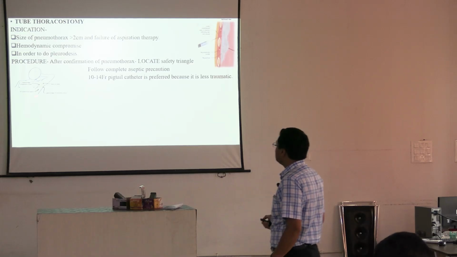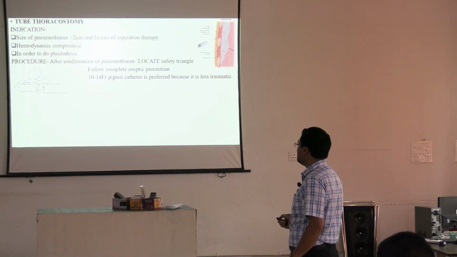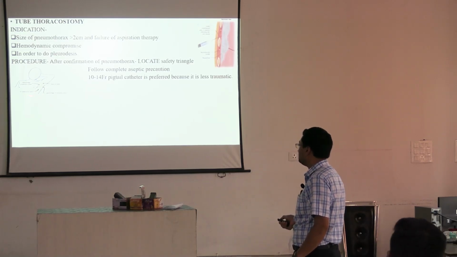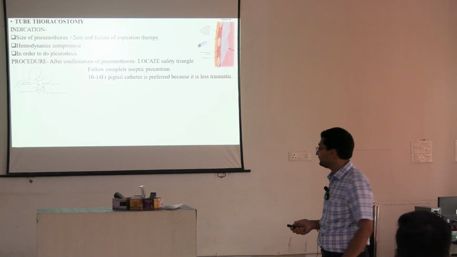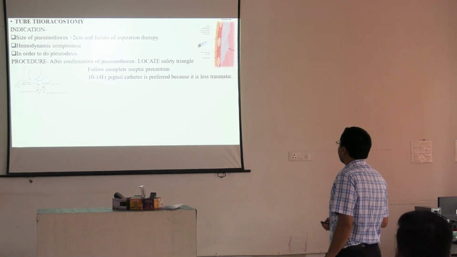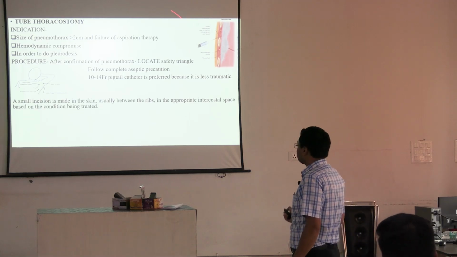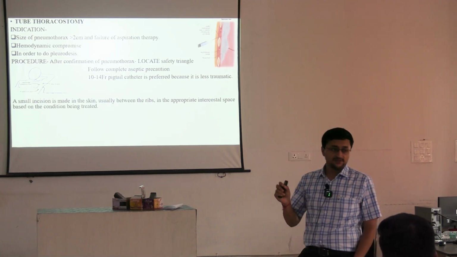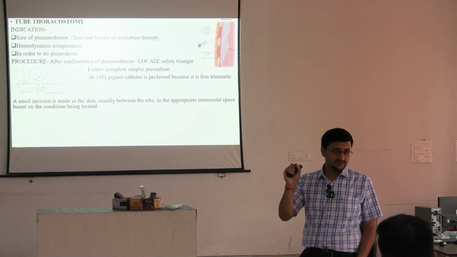So this is the safety triangle: pectoralis major, latissimus dorsi, base of axilla, and fifth intercostal space. Sorry, this is not the apex, this is the base of the axilla, the upper part. And a pigtail catheter should be inserted, a small bore pigtail catheter.